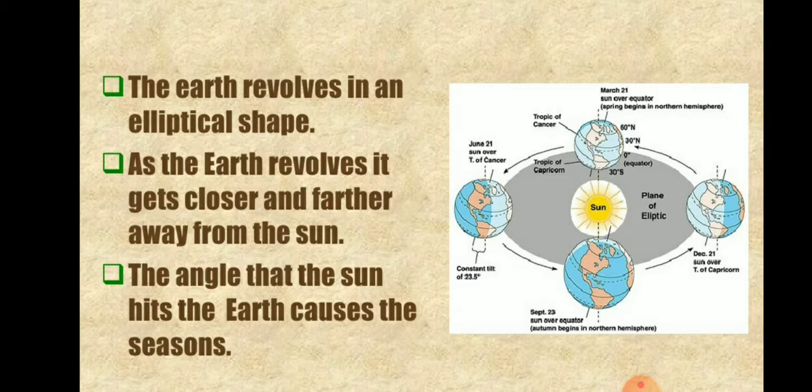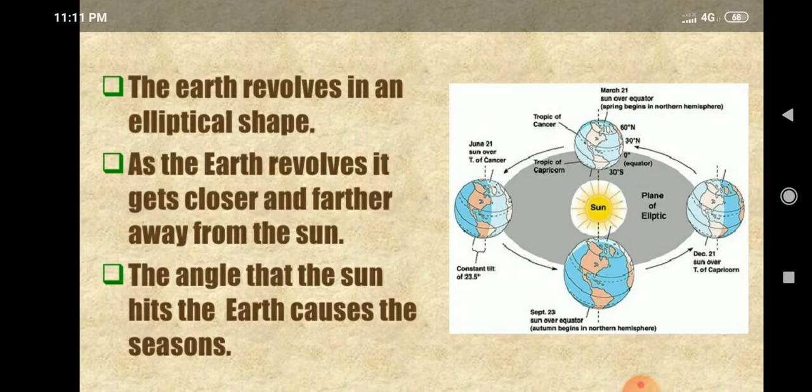The sun's rays hit the earth's surface. When the sun's rays hit the earth's surface, the angle of heating the earth's surface is different. 90 degree, then heat is more, and below 90 degree, then heat is less.